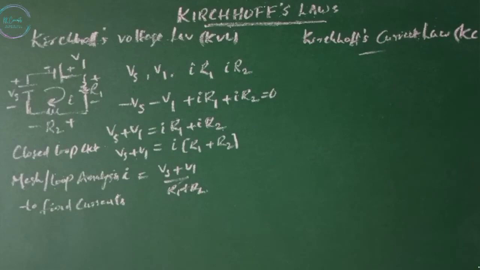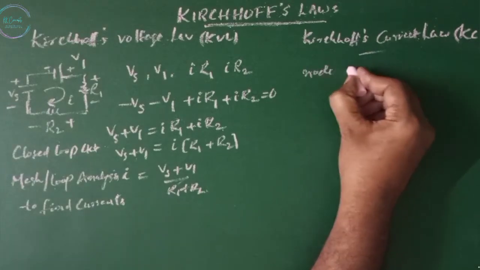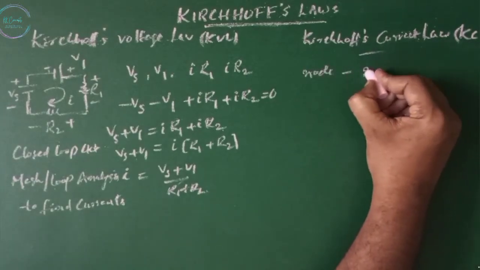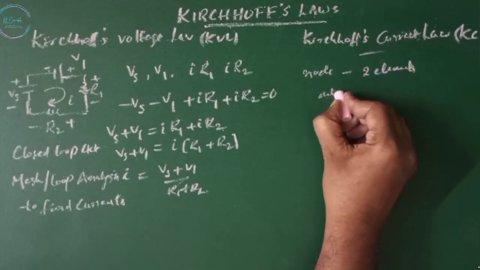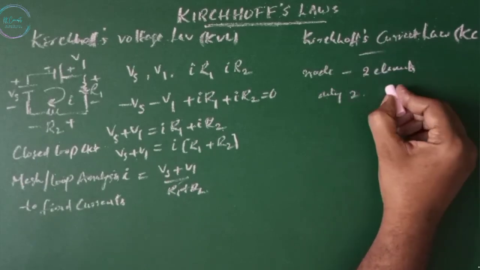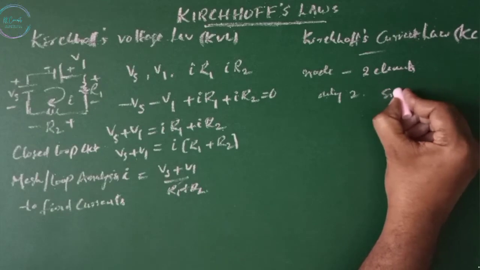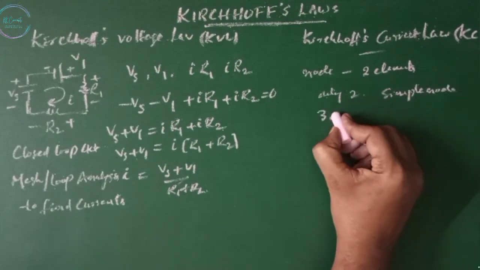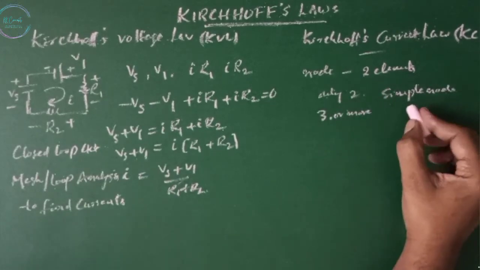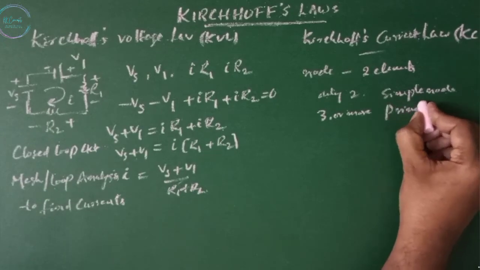Kirchhoff's current law states that the sum of the currents entering any node is equal to the sum of the currents leaving that node. A node is nothing but the interconnection between two elements. If only two elements are connected, then that node is known as a simple node. If three or more elements are connected at a node, then that node is known as a principal node.